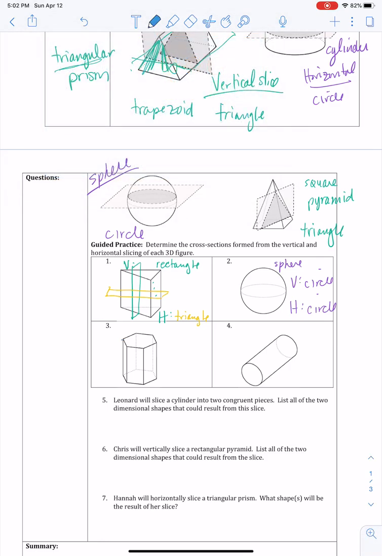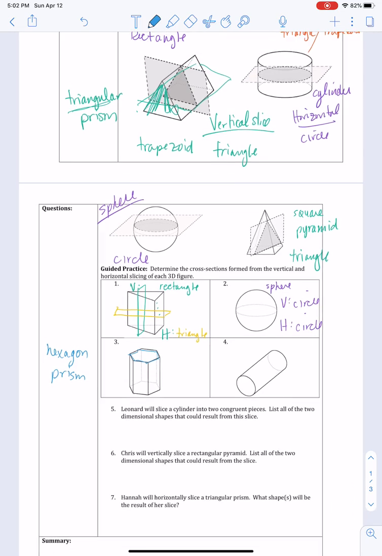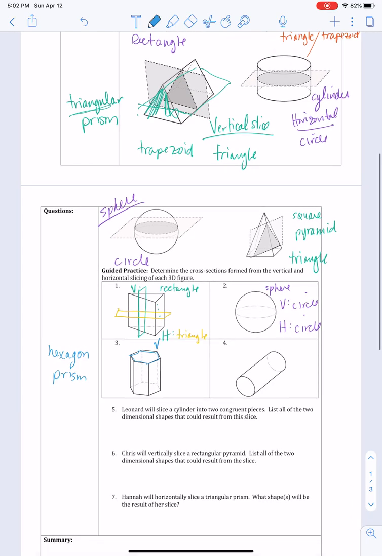This has 6 sides, so this is a hexagon prism. If we slice it vertically, so if I take a slice like this, that's going to be a rectangle. And if we do it horizontally, which looks like this, it will be a hexagon.